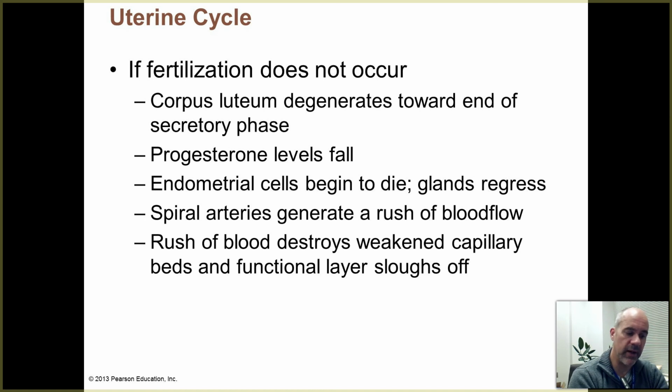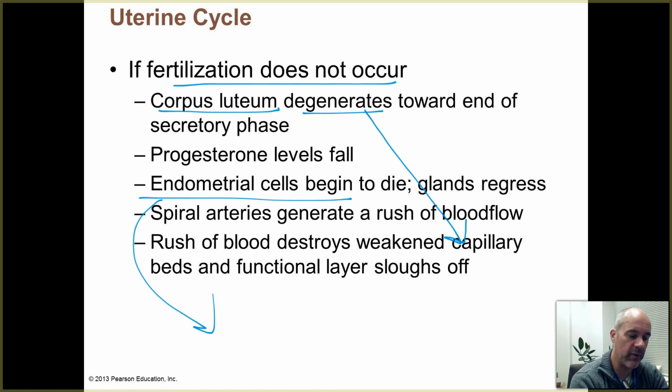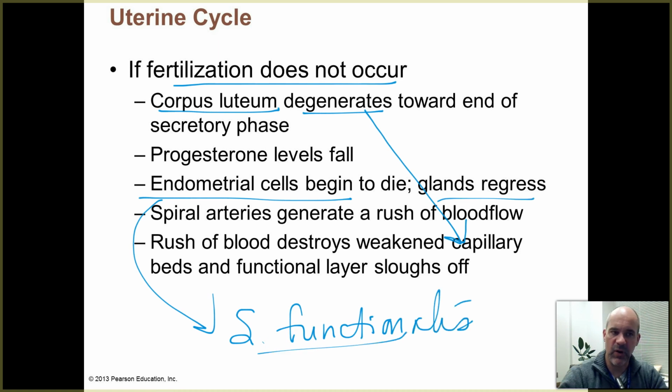All right, then as we talked about, if fertilization does not occur, the corpus luteum is going to degenerate. About 10 days after ovulation, those progesterone levels plummet, as we saw on the graph earlier. The endometrial cells begin to die, the ones that are in the stratum functionalis. The glands regress, they die. The spiral arteries, these are little tiny arteries that are providing a blood supply to the stratum functionalis.